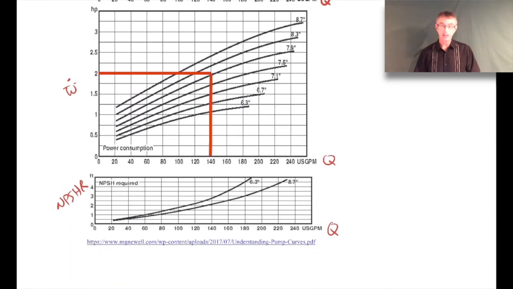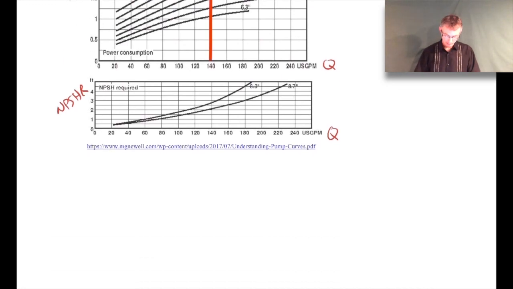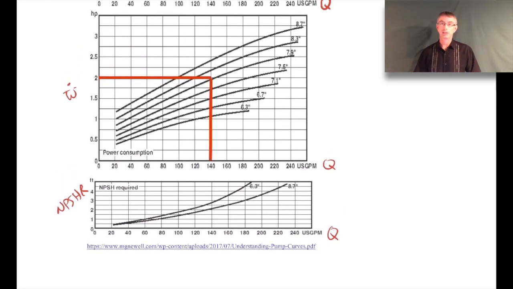So when we talk about NPSHR, again, in a different lecture, just try to keep in mind that if we switch out the impeller diameters, it'll have some effect, but not a huge effect. Okay? All right, I think I've covered everything I wanted to for this lecture.